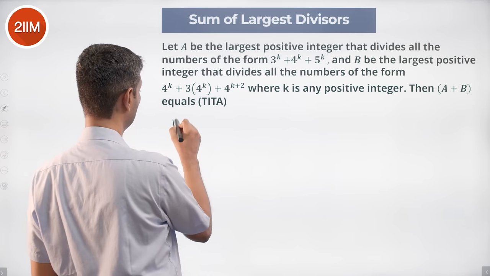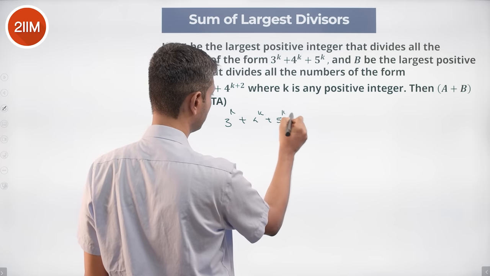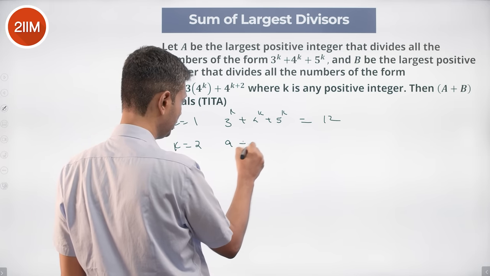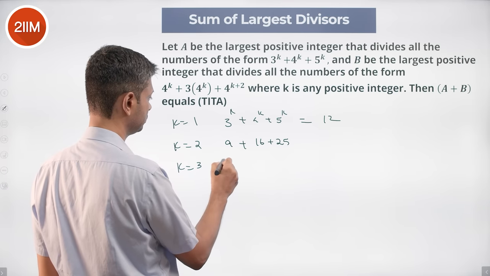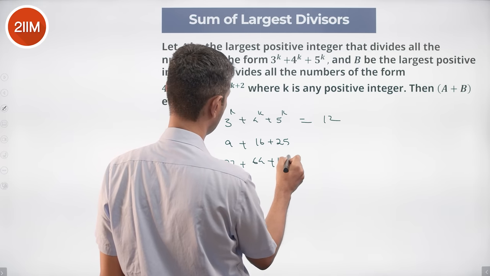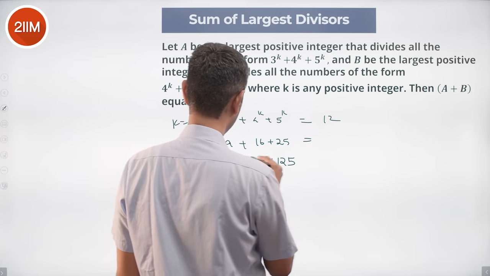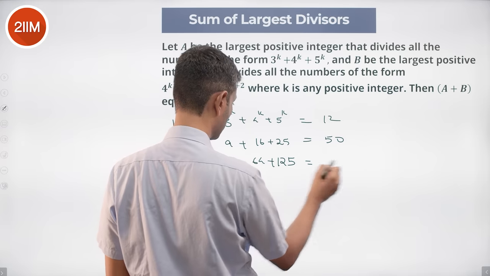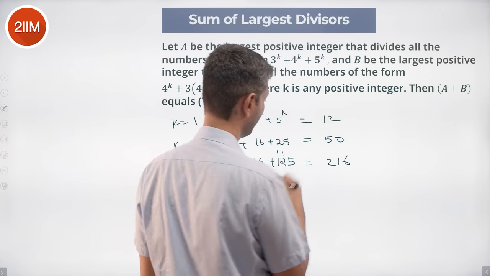We put k equal to 1, and we find 3 power k plus 4 power k plus 5 power k. So 3 plus 4 plus 5, 12. K equal to 2: 9, 16, 25. K equal to 3: 27 plus 64 plus 125. This is 12. 9 plus 16 is 25, 25 plus 25 is 50. 27 plus 64 plus 125 is 216. We can keep on going.